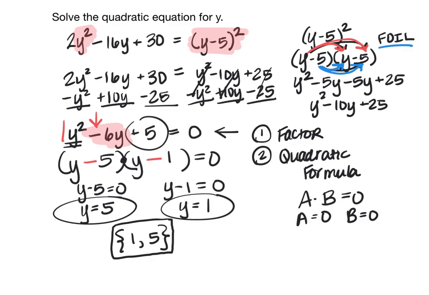of 1 and 5. Just be sure that you're using the curly bracket. You don't want to use parentheses here because if you write 1, comma 5 in parentheses, that looks like an ordered pair. That looks like x comma y, like a coordinate, and that's not what we mean here. So you want to use those curly brackets, or you just circle y equals 5 and y equals 1.